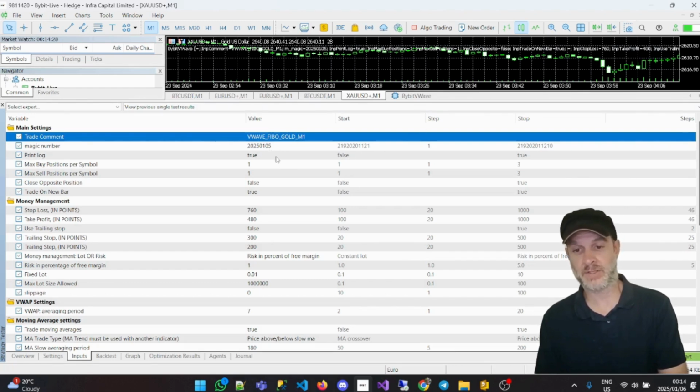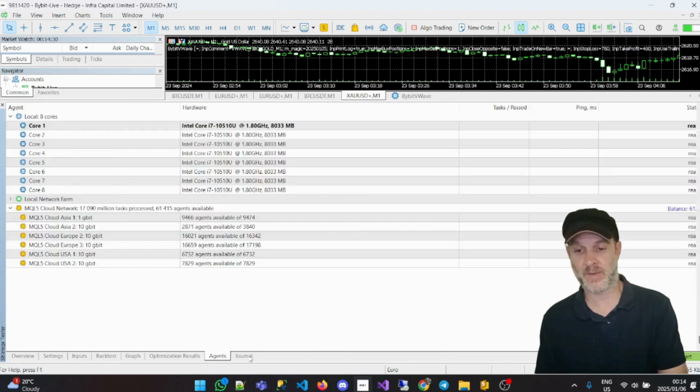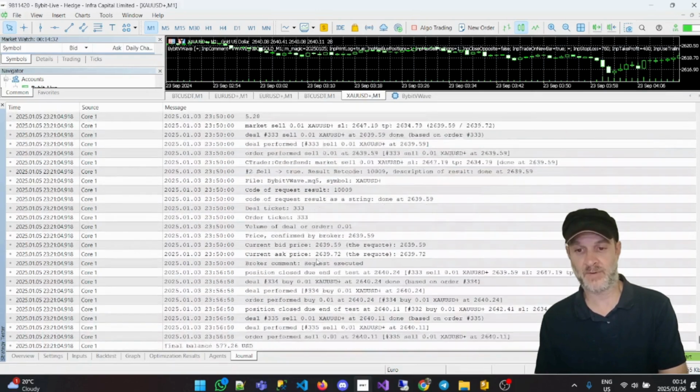Okay, print log is just a journal. It prints out this information over here. See, there's a whole bunch of information that gets printed out.